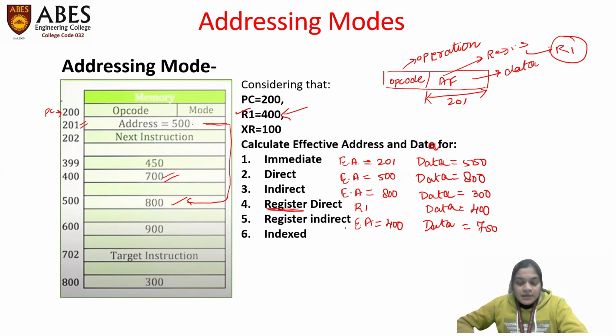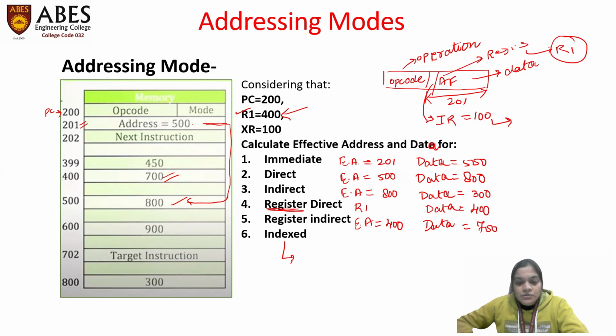That is register indirect. Next is the indexed addressing mode. For indexed addressing mode, according to the definition, the instruction comprises the opcode, then an index register value, and then the address field. Now this index register value, which is 100, needs to be added to the address field value. The address field value is 500, and the index register value is 100, which equals 600.